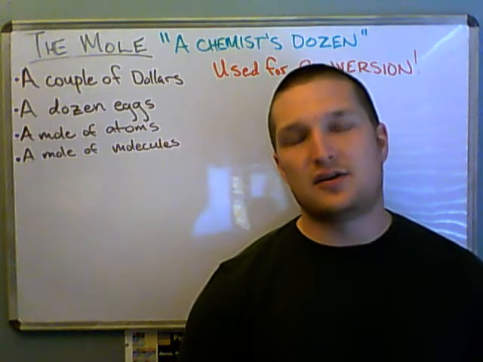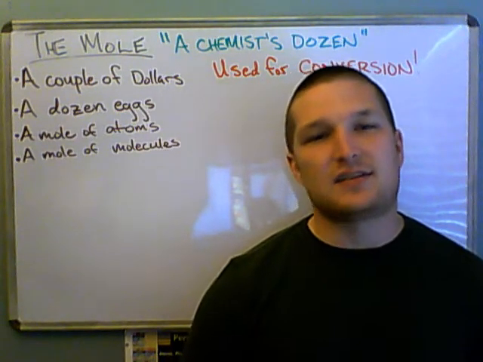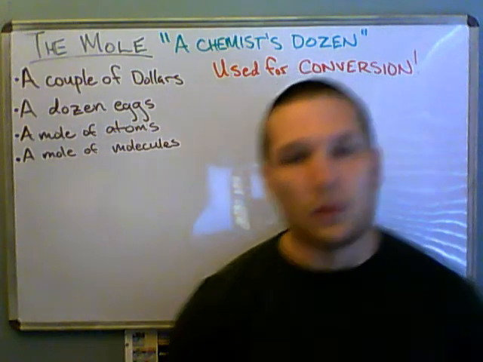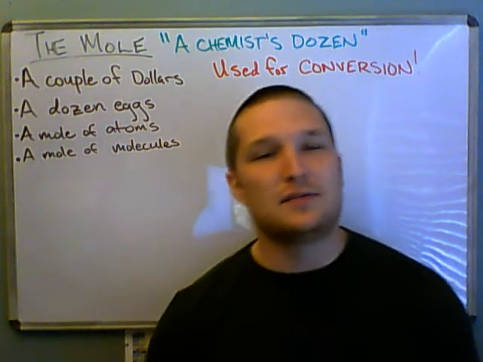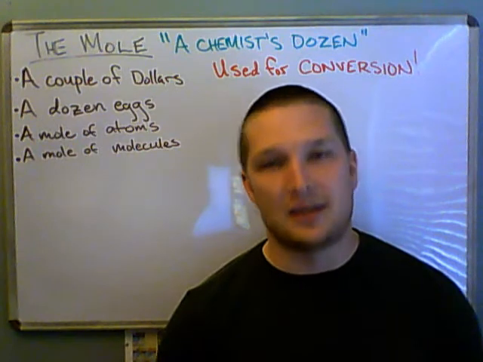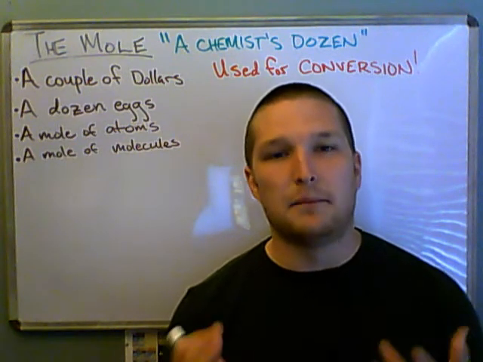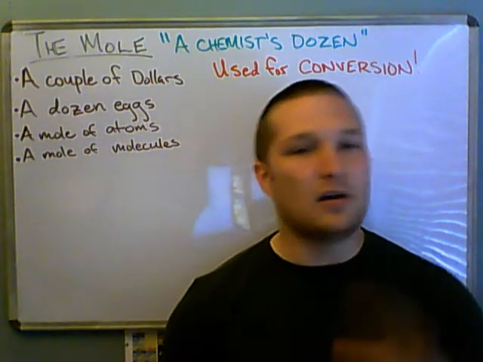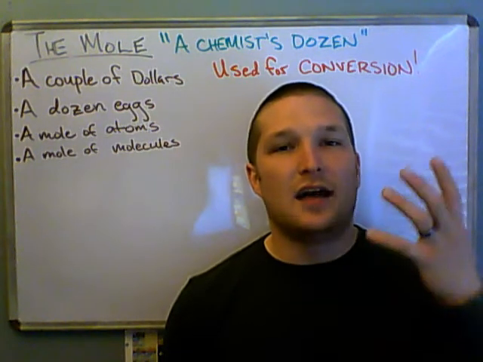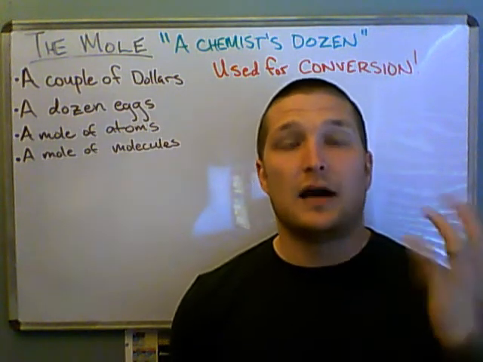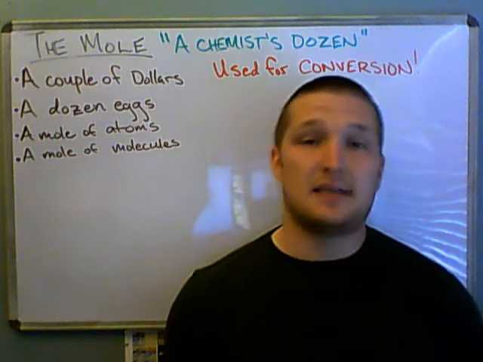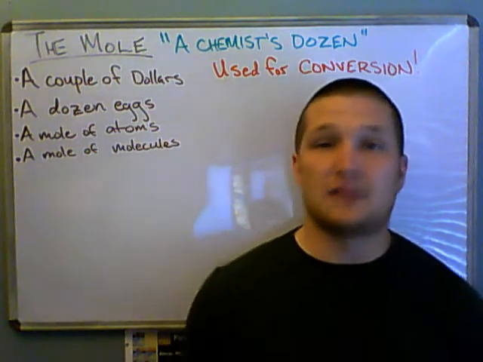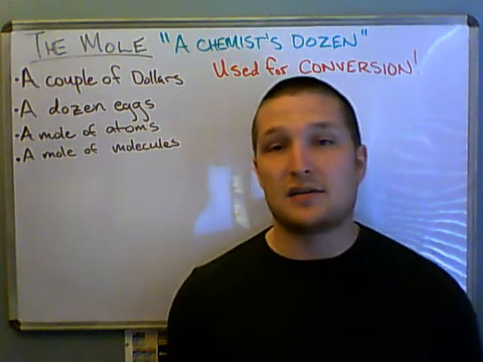Before we could start on stoichiometry, we have to discuss the concept of a mole. Now, this gives more people trouble than almost anything else in chemistry, what a mole is. All it is, is a number. So I like to think of it as a chemist's dozen, right? Like you have a normal dozen, which is 12. A baker's dozen is 13.